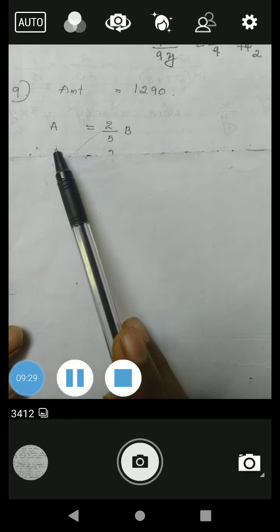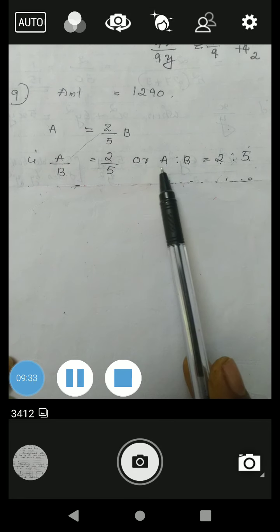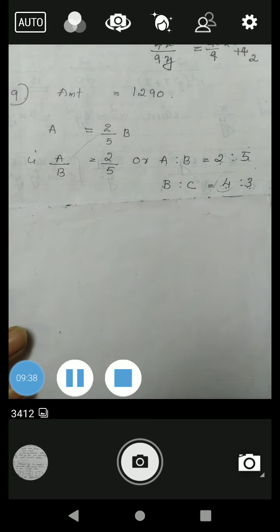Therefore, what is A is to B? Transpose B to the left side. You will get A is to B or A by B equal to 2 by 5. That is A is to B is 2 is to 5. And we have given B is to C is equal to 4 is to 3. Can you find what is A is to B is to C? Have already learned how to make A is to B is to C.